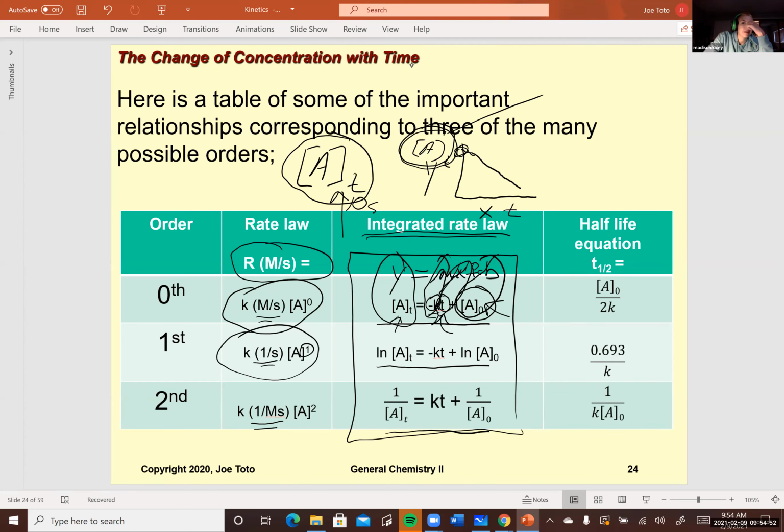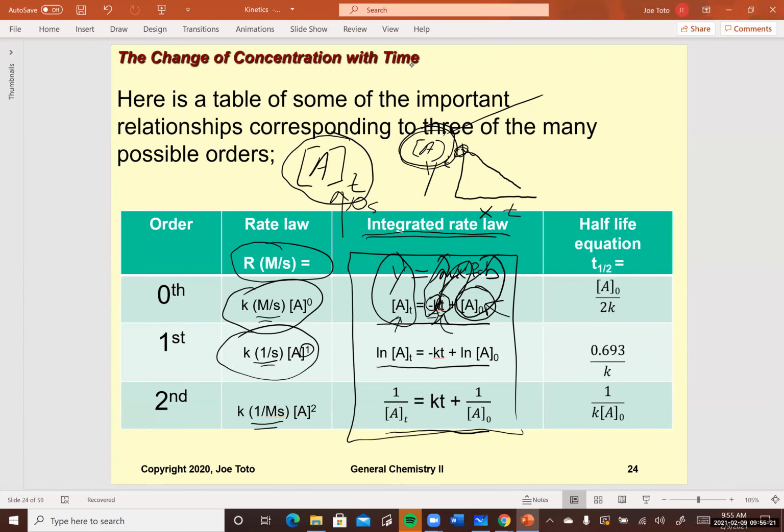Professor, I know I came in a little bit late, but for the half-life equation for the first order, where do you get the 0.693 in the numerator? Okay, that's awesome. Well, I'm just getting to that column, so you may have come in late, but you're in time. Okay, thank you. Yeah, no problem. Okay, good. So we're going to get to that next.